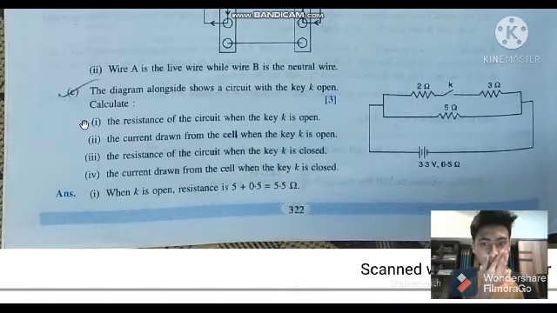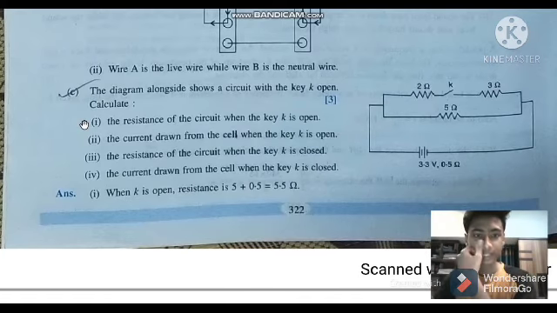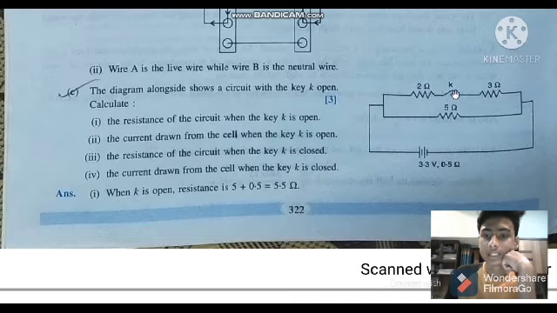Now the C question states that you're given a very neat and clean diagram, and you have to find the resistance of the circuit when the key K is open. When you put this key K in open, the current is going to come from this positive end and go up to 2 ohm. Then since it's open, it says bye bye to that path, and it goes straight towards this path and completes. This is the total equivalent resistance of this case.